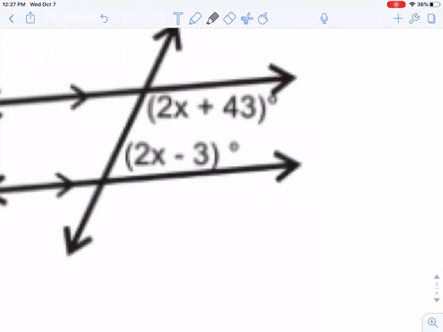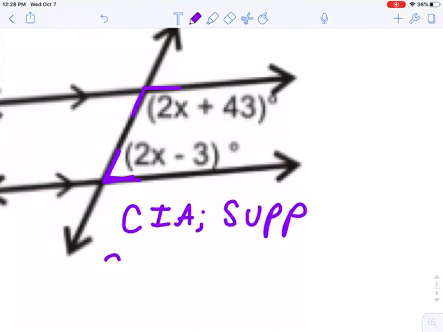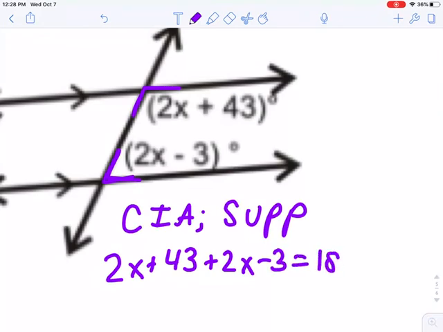And then last problem of the day, and then it's just you the rest of the day, working on Canvas, is we got a pair of consecutive interior angles. What's so great about consecutive interior angles? Well, they're great because they're supplementary. So that means I'm going to do 2x plus 43 plus 2x minus 3 equals 180.